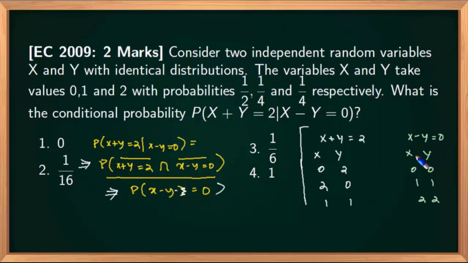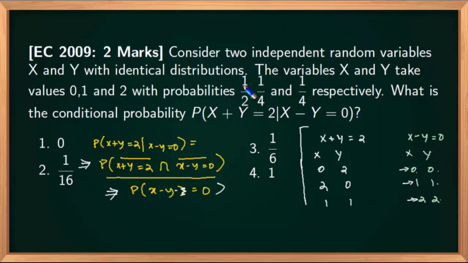So x minus y can be 0 if x and y take these values. Either both are zeros, both are ones, or both are twos. So 0, 0 is an option, 1, 1 is an option, and 2, 2 is an option to get this condition, that x and y are equal, or x minus y is equal to 0. Both are the same. This has already happened, so that is why I have written that in the denominator. So I'll be finding the probability that x minus y is equal to 0.